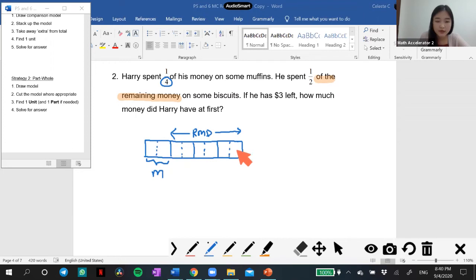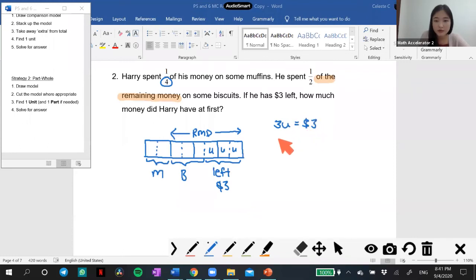One, 2, 3, 4, 5, 6. Now that I have 6 units, I can halve it. So half of 6 is 3. So 1, 2, 3. 3 of these are for the biscuits. What is he left with? $3. What's the next step? I need to find what is 1 unit. How many units does the $3 represent first? Right, 3 units.